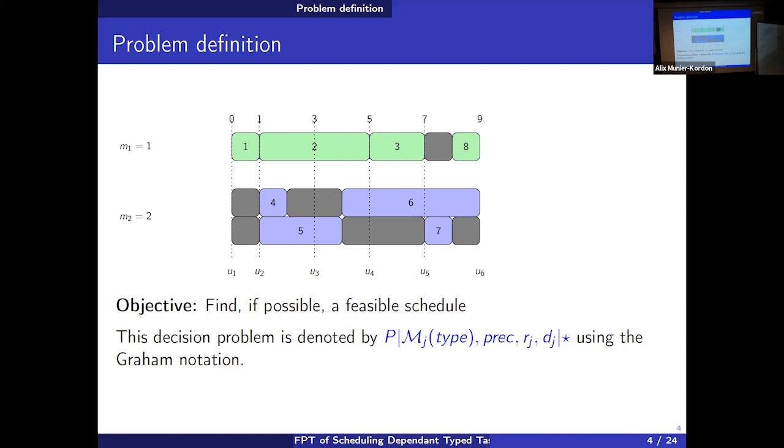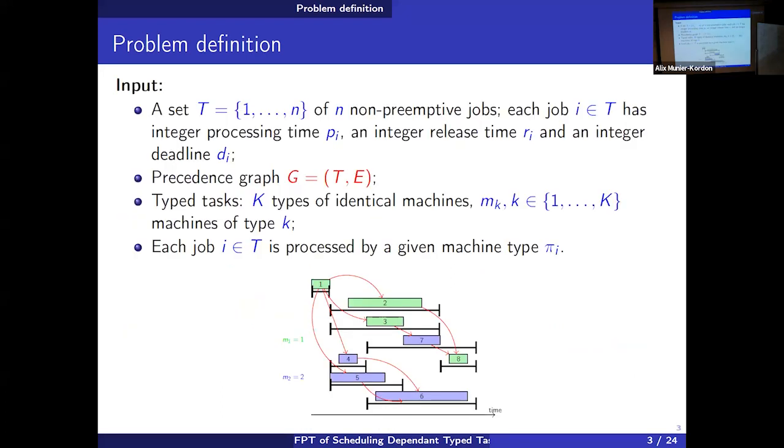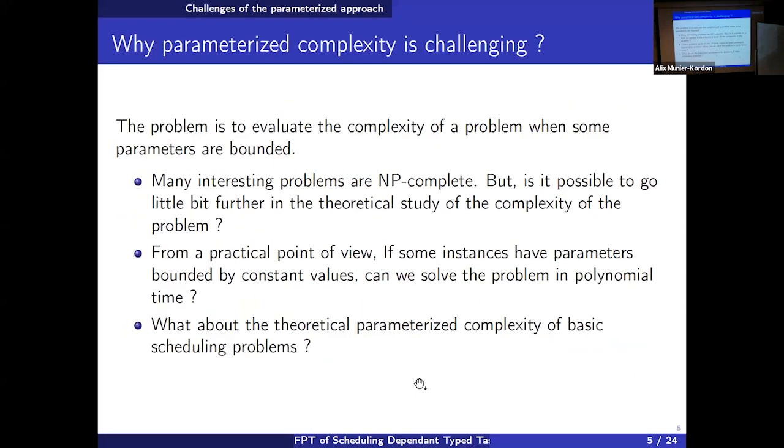So parameterized complexity is a way to go a little bit further to study the real complexity of the problem. So what do we do? First, we add a parameter. We say, okay, we know that the problem is hard. So now, can we say something intelligent if we know that some parameters are bounded?